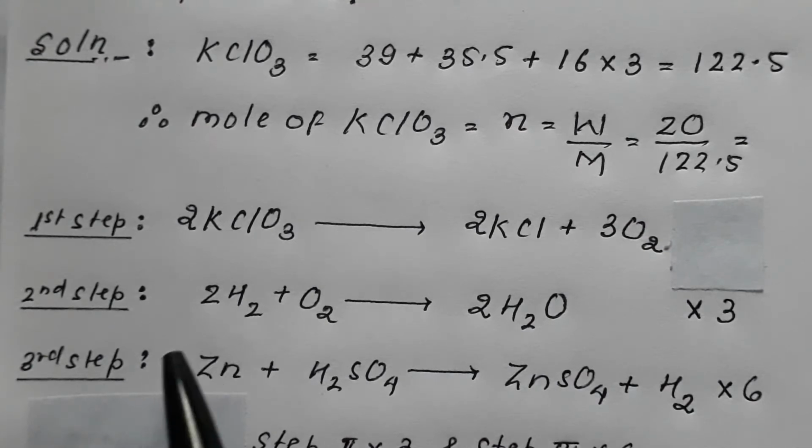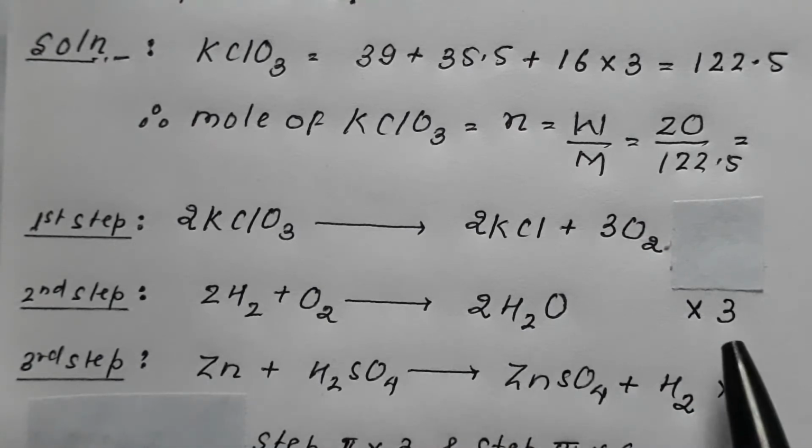So what are we doing? We are multiplying step 2 by 3 and multiplying step 3 by 6. Step 2 into 3, step 3 into 6. So it goes in the first step.